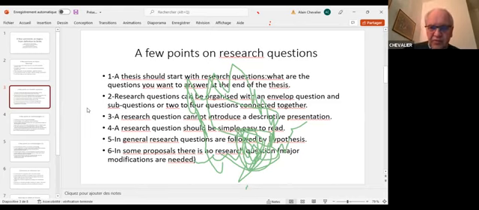In some proposals also, there are no research questions, and this is the case in some of your 22 proposals here. So this is what I will underline in my answer. No research questions. That means that major modifications of this proposal are needed.